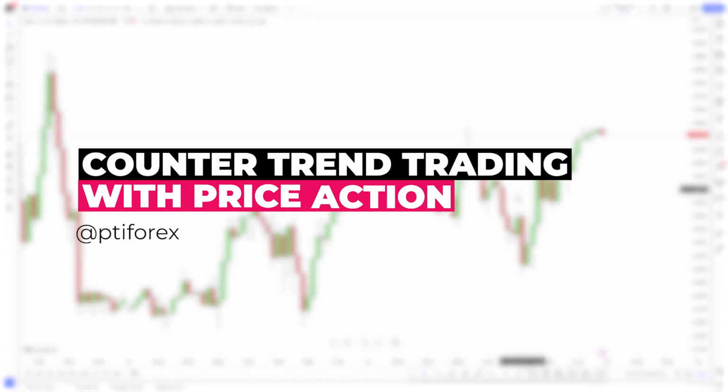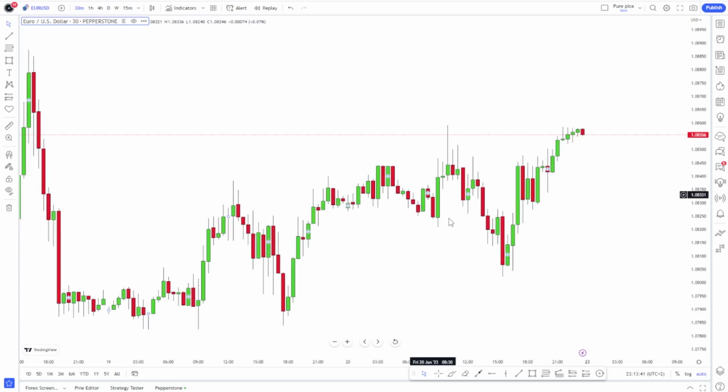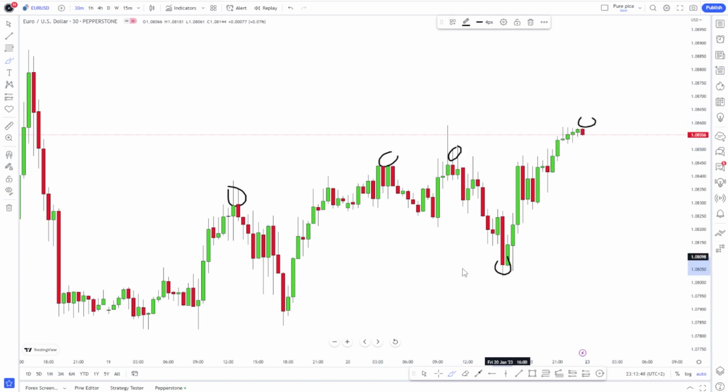Hello guys, today I just want to share with you about counter trend trading. So we can see here a beautiful uptrend. We have higher highs, and we also have higher lows. You can see that the lows are getting higher and higher, as well as the highs.